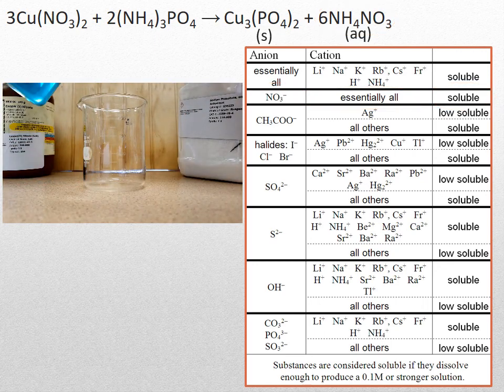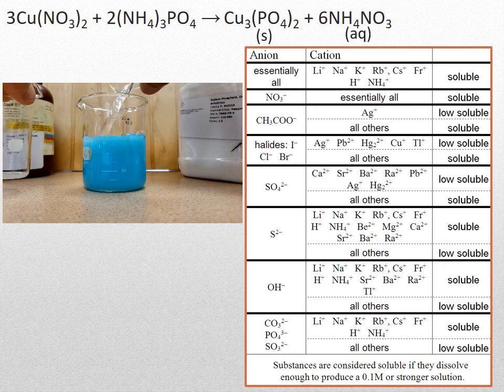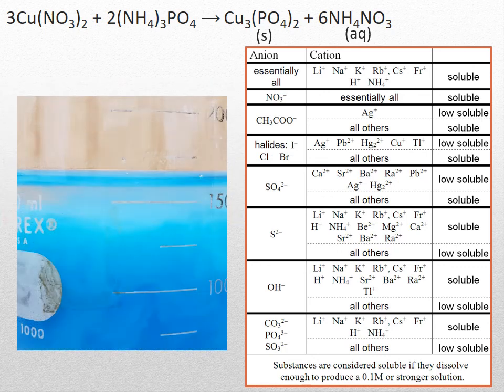We take the 2 chemicals that have been dissolved in water, add them together, and it becomes cloudy because a solid has formed. If given enough time to settle out of solution, we would see the solid fall to the bottom, and that would be our copper 2 phosphate. And at the top, we would have a solution that has ammonium nitrate dissolved in it. So that means the NH4 plus and NO3 minus ions are floating around inside of the liquid water layer.